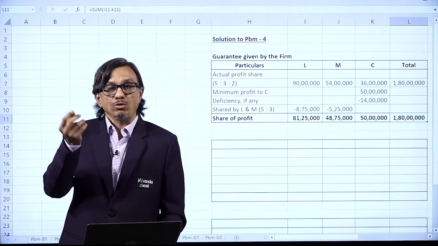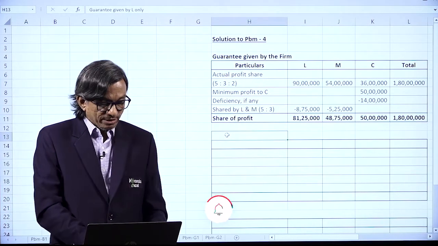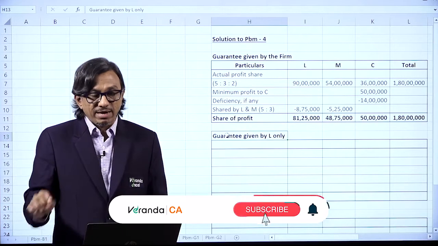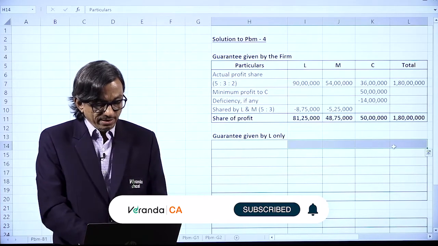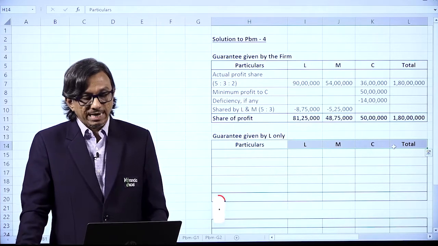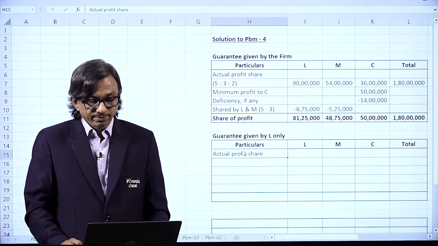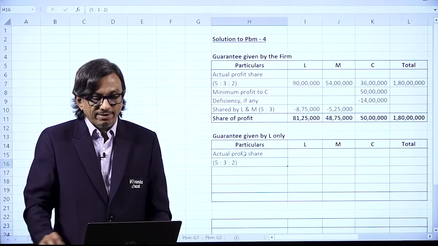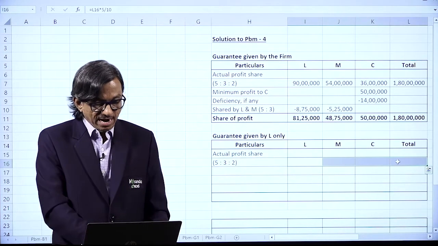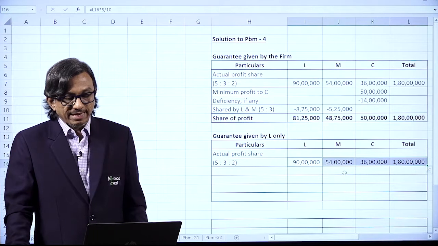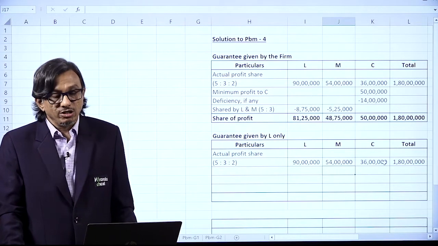Then how to get the answer for that? Let's go to the next situation. Guarantee given by L only. So put it in a proper format. Particulars, L, M, C. What is the actual profit share? It will be in the ratio of 5:3:2. Total profit is 180 lakhs. Therefore, the shares will be 90, 54, 36, no change.